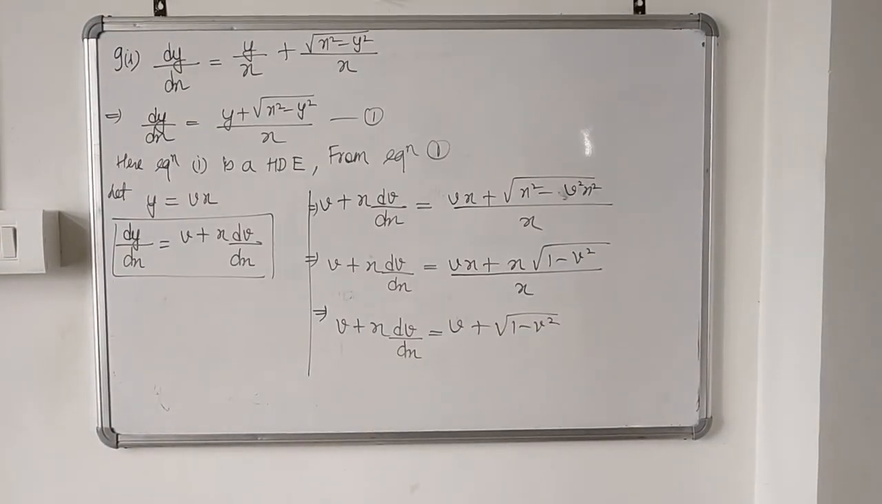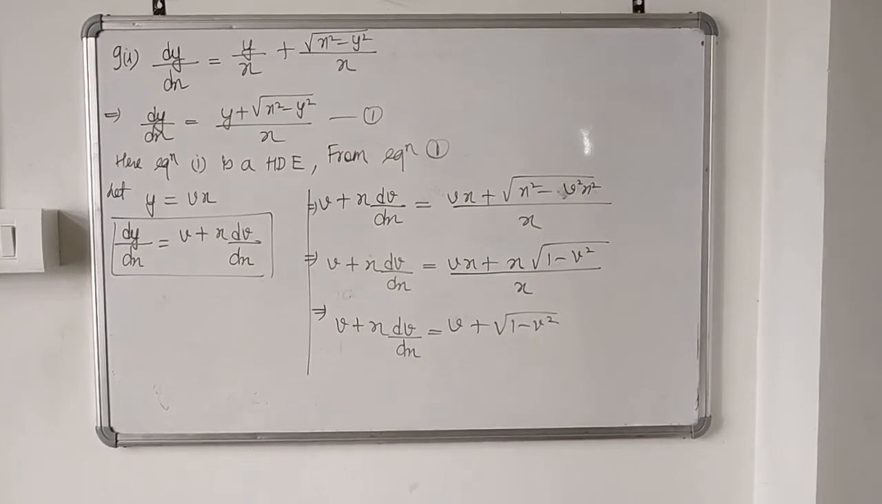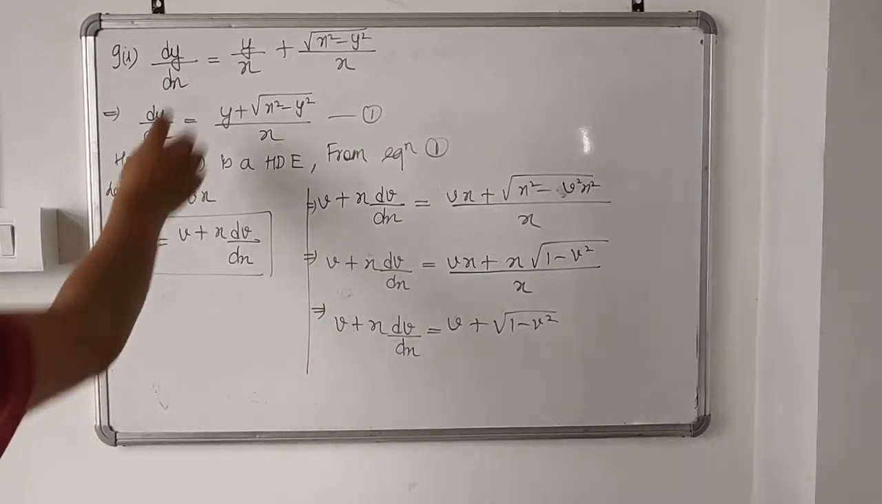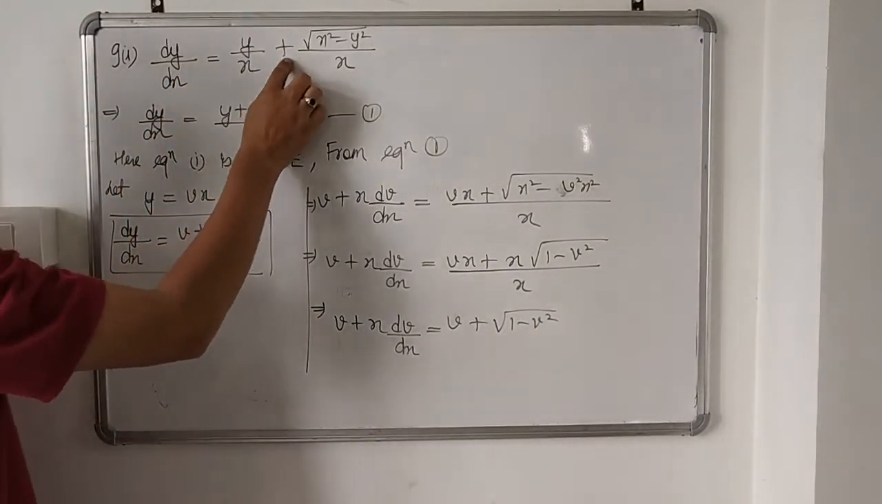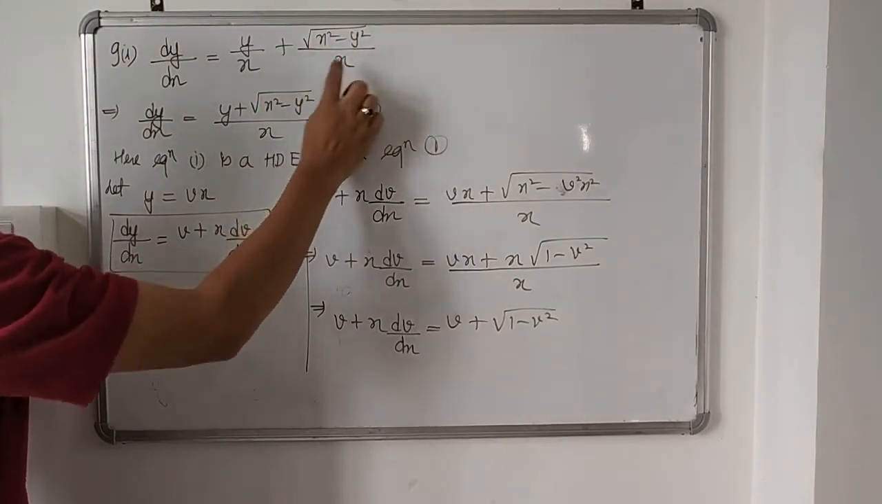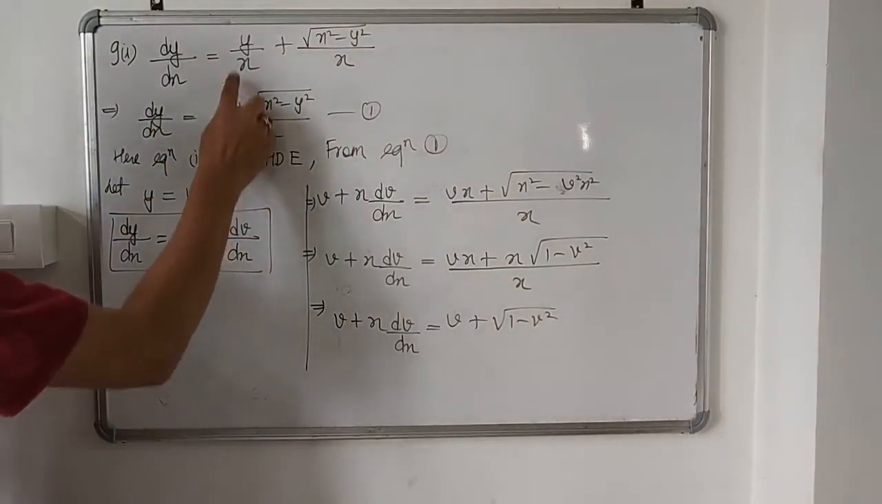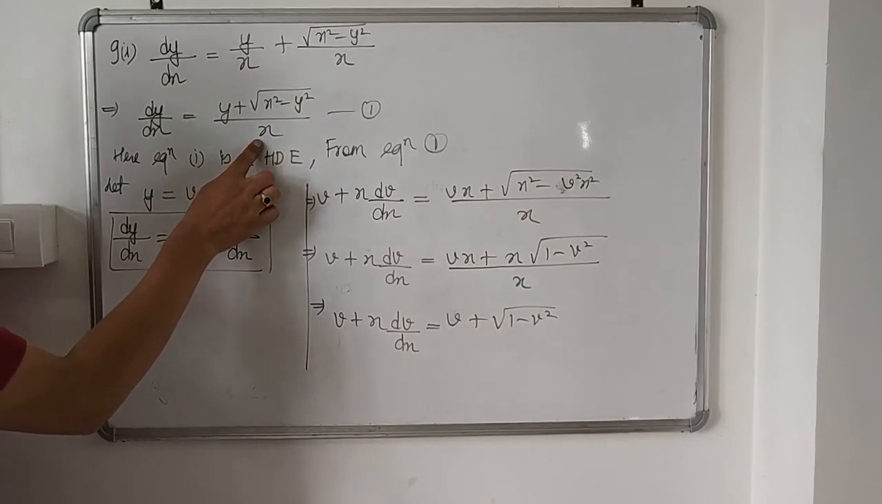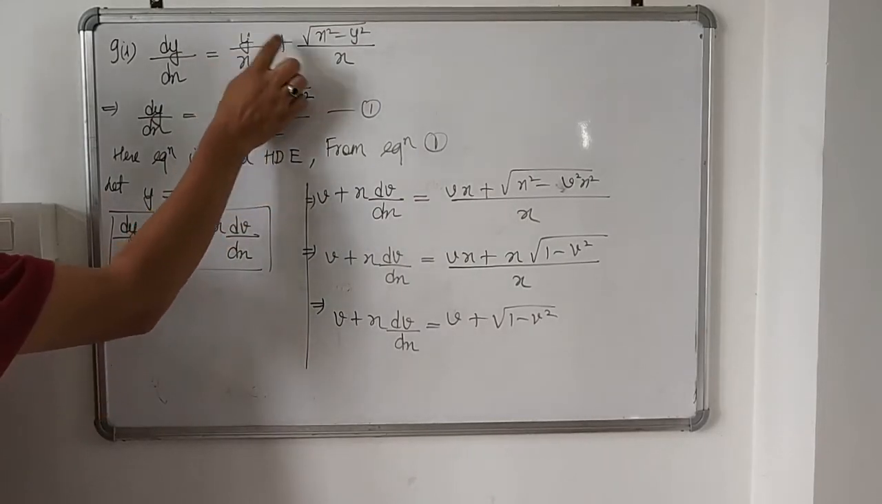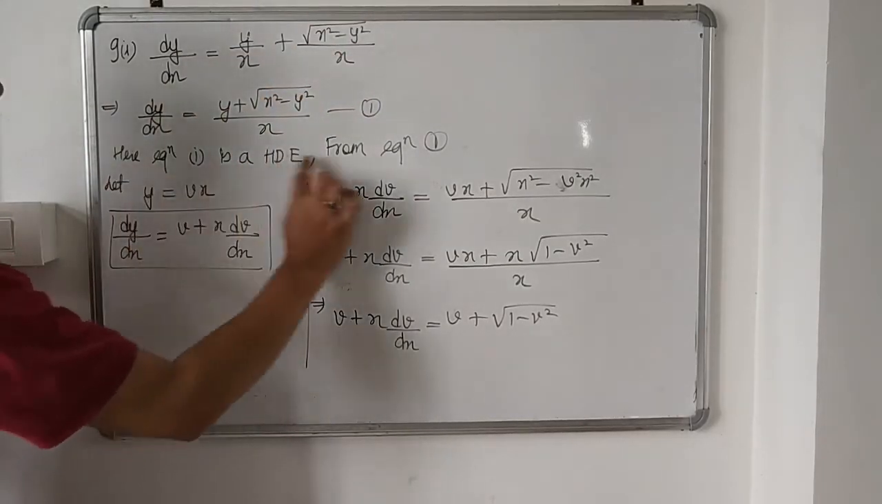Alright, let's move ahead. Question number 9, part 1. The question is dy by dx equals y by x plus root of x square minus y square divided by x. If we take x as LCM, you'll get y plus this. Now, I have written here that this is an HDE.